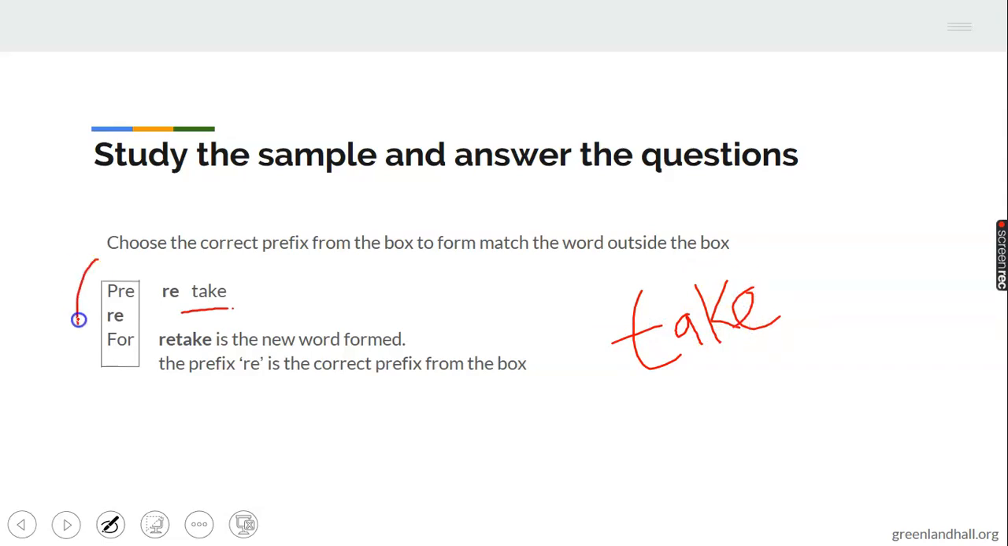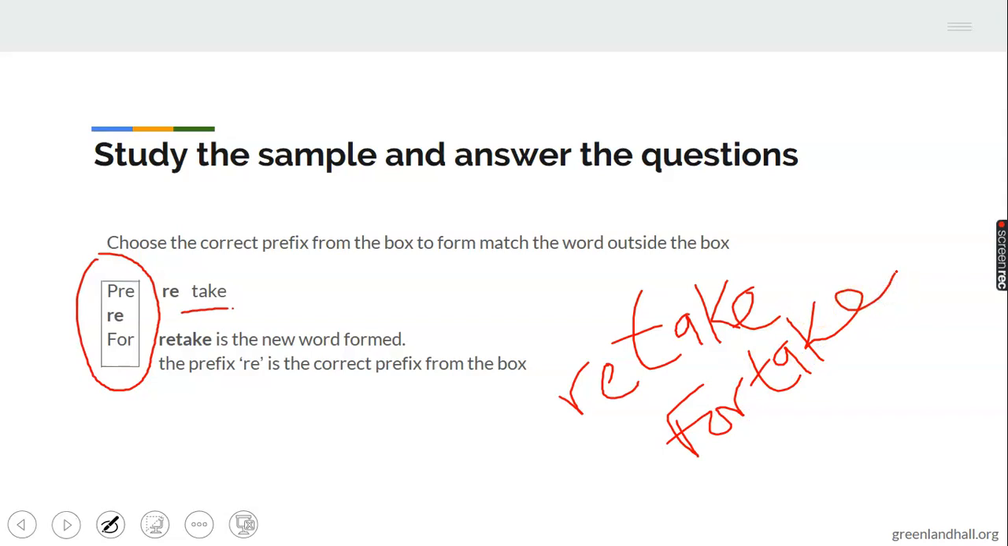Now consider what we have here. It is important. Consider what we have there. Can you put pretake there? Nope. Fortake, no. Retake, yes. Now you can't give us this fortake. That's why I said it should make sense. This is not correct. This one is good.